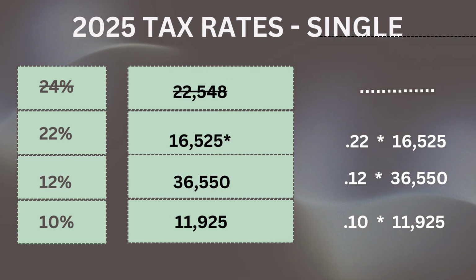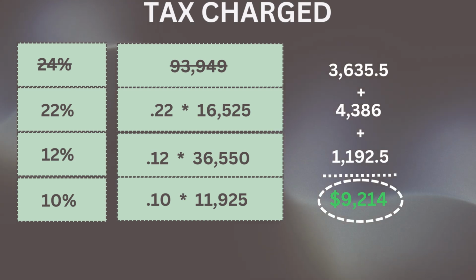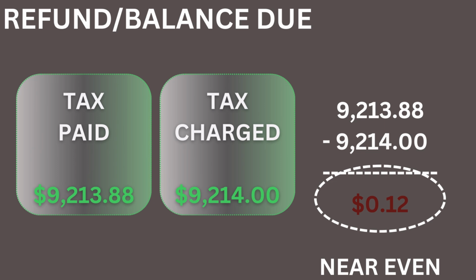Here we see the formula for applying the tax rate to each layer of the $65,000 of taxable income. And those layers add up to a total of $9,214, which is the amount of taxes charged to our taxpayer. Recall, he had withheld almost the same amount and ends up almost breaking even with just a tax bill of 12 cents.